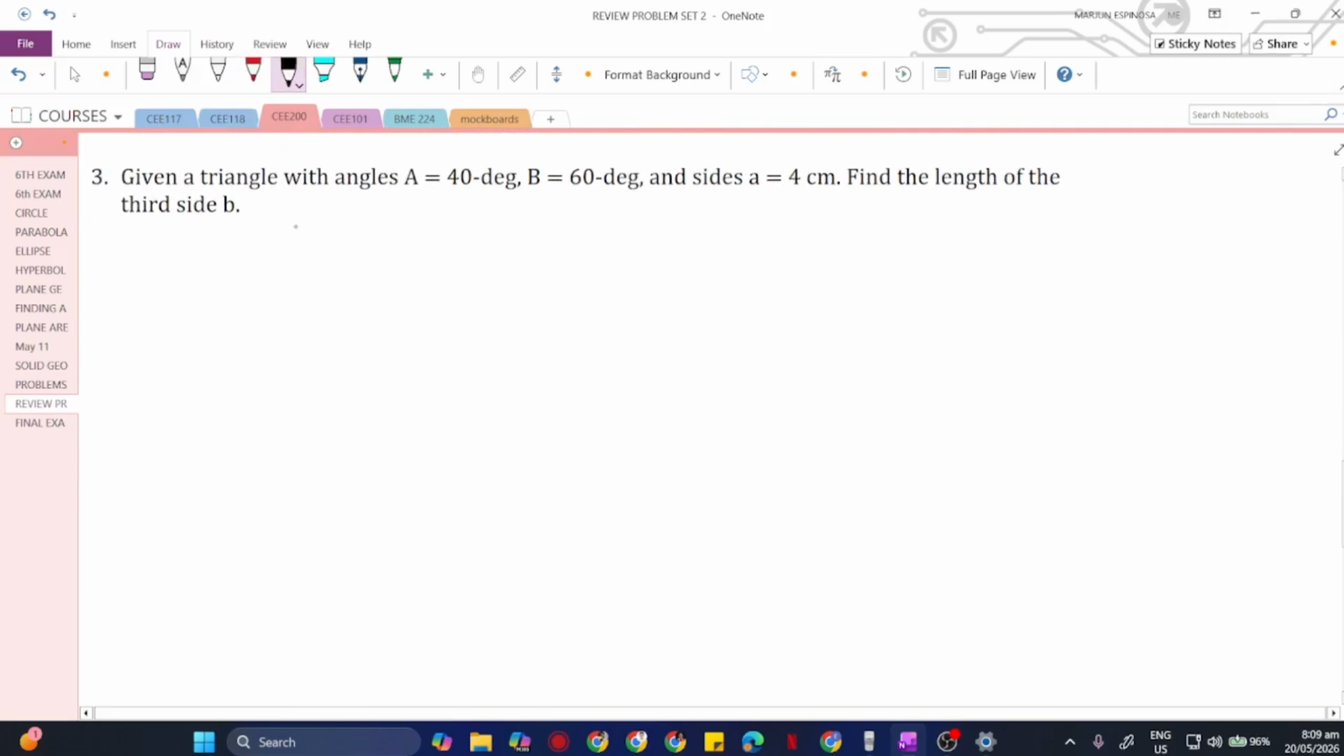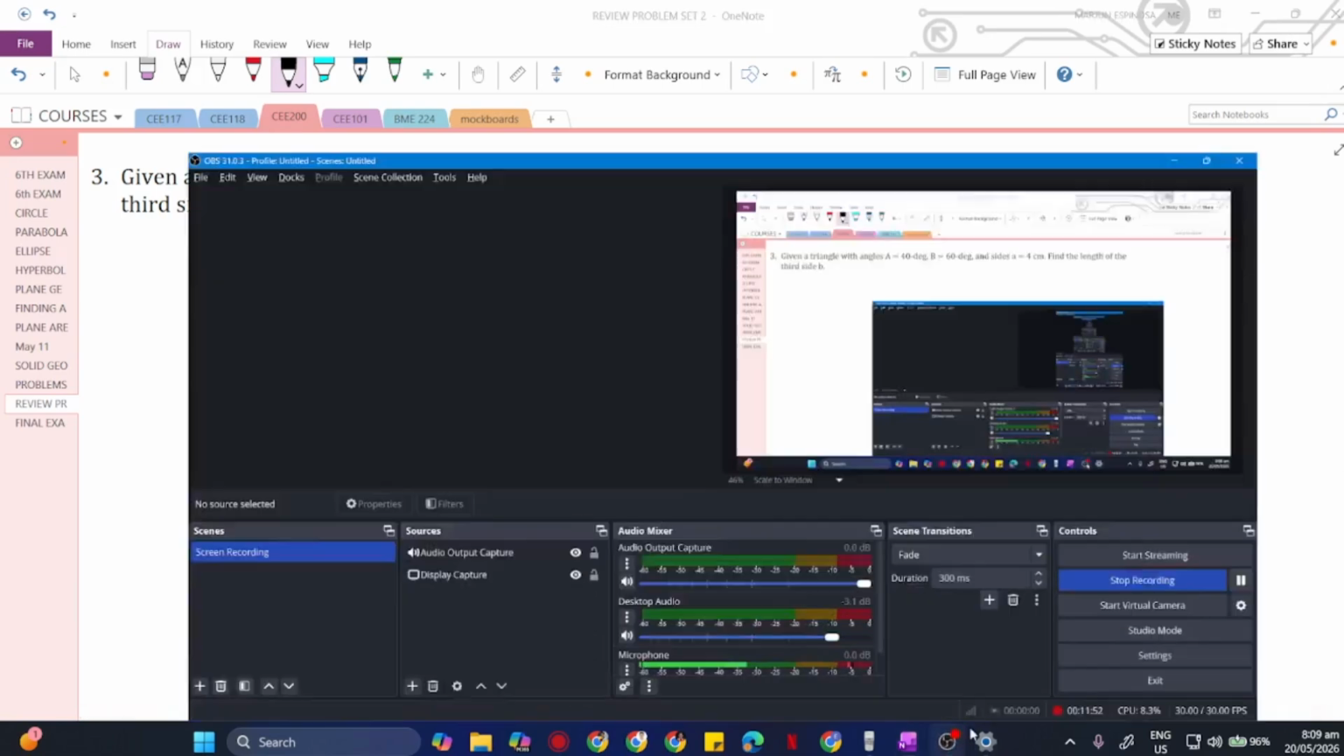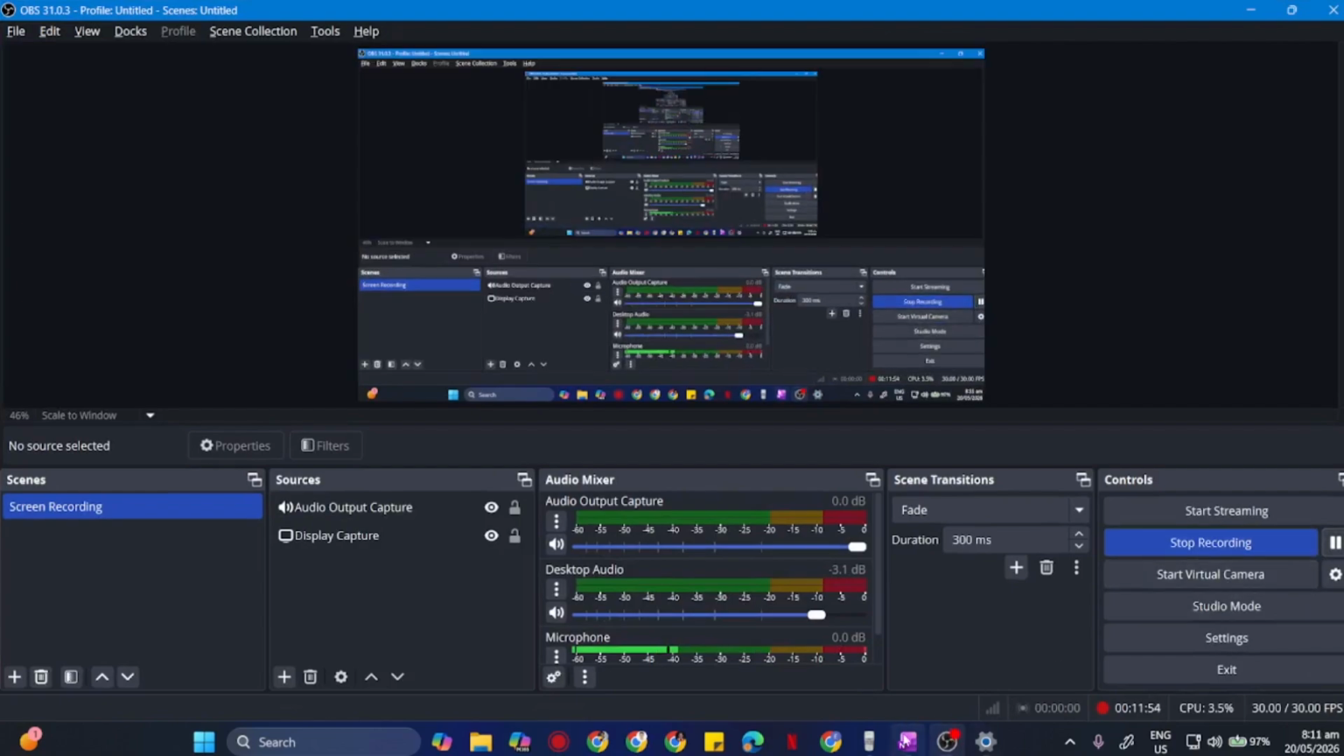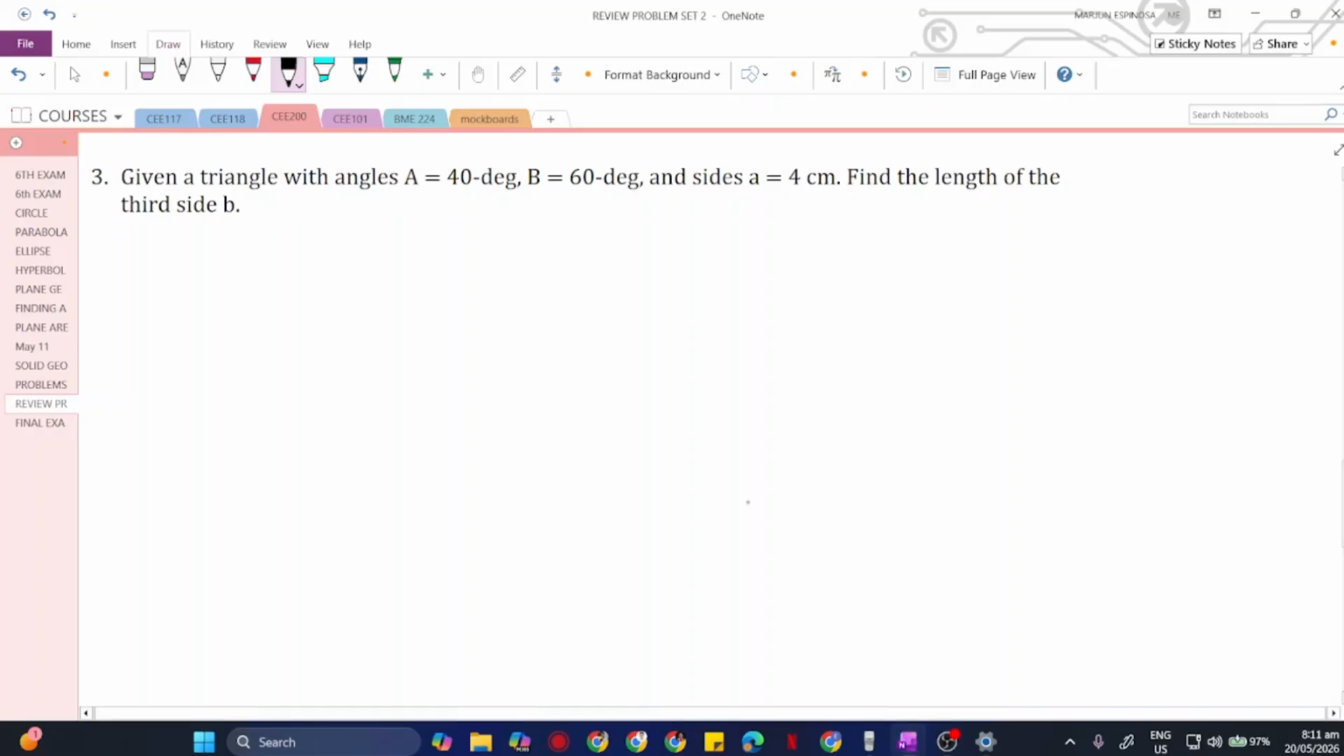Okay, for our next problem, given a triangle with angle A equivalent to 40 degrees, angle B 60 degrees, and side a equivalent to 4 centimeters. We need to find the length of the third side b. So, gawa tayo ng triangle, class.